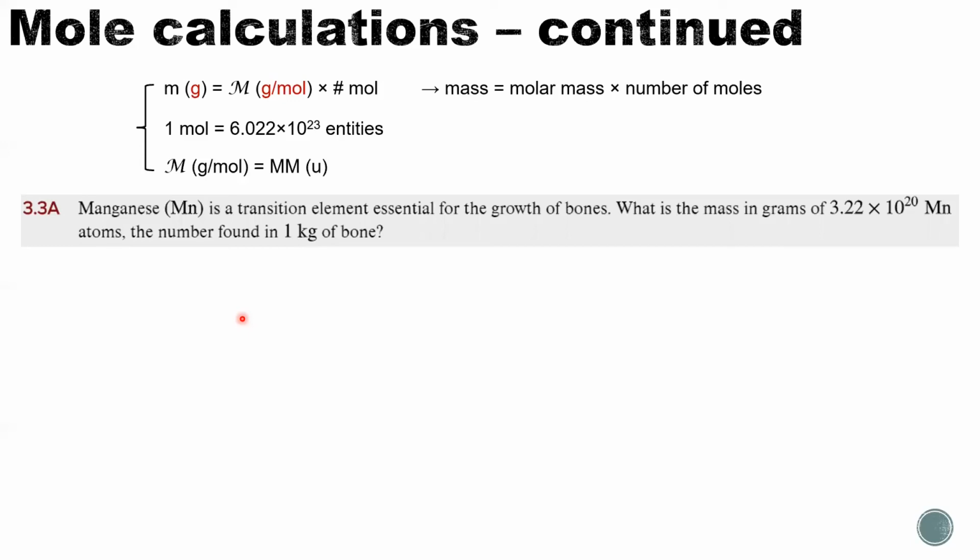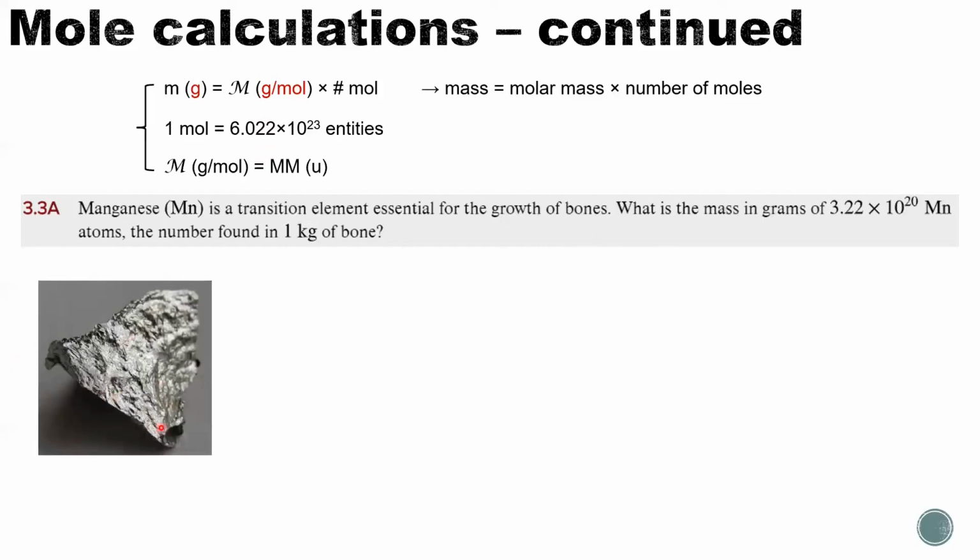So for this question, it asks for the mass of manganese in grams, right? So there is some other unnecessary information. For example, 1 kilogram of bone, we don't need to use that in the calculation. It asks for the mass and gives you the quantity of manganese atoms. So actually we need to combine these two. Let's take a look at what manganese looks like. It's an elemental substance. It looks like this.